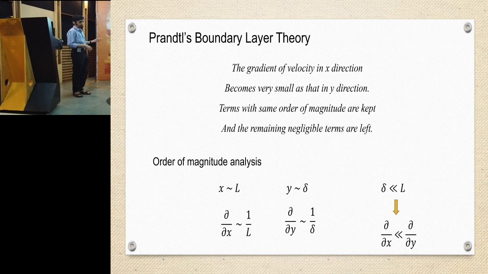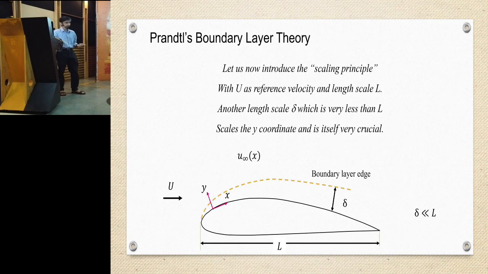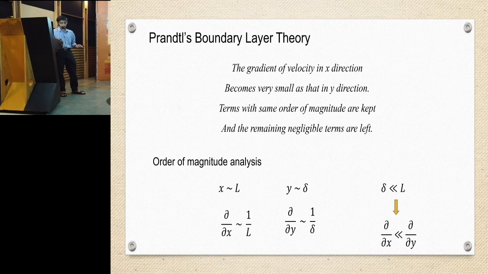So x is of the order of magnitude of capital L, but the y within the boundary layer is not of order L, it is of order delta. Because if you look at this figure, the distances within the boundary layer y actually are of the order delta and not L. And in fact, delta is a very thin layer. So delta is much less than L. So that's a crucial choice for y.